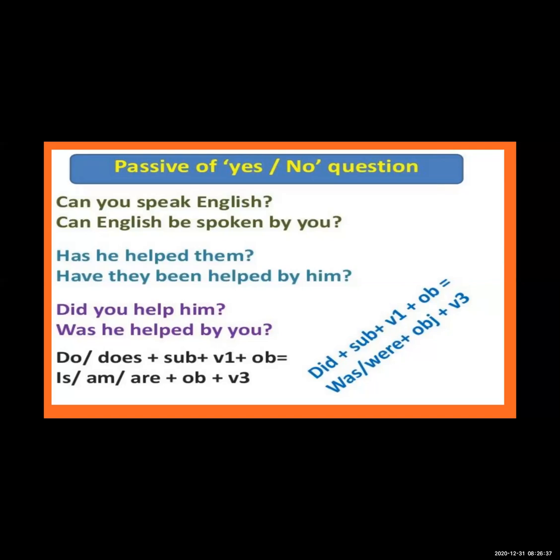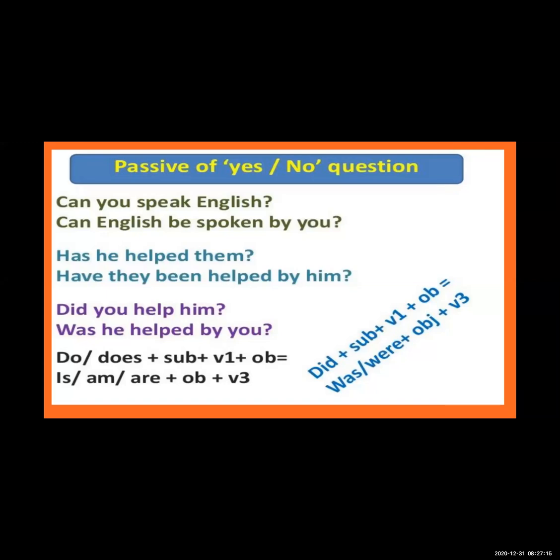So what is the basic process over here? Can you speak English? Firstly you have to take did plus subject plus verb 1 plus object, which becomes was or were plus object plus verb 3. Can will come as it is. English, that is the object, you have to take that in the subject part, then the be part, and the verb third form. Speak will become spoken.